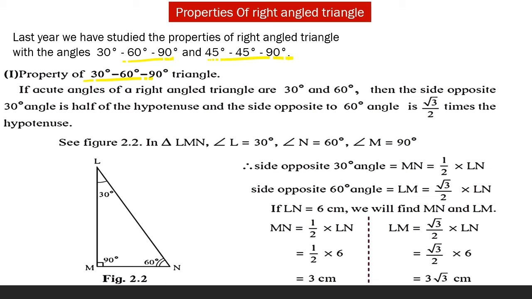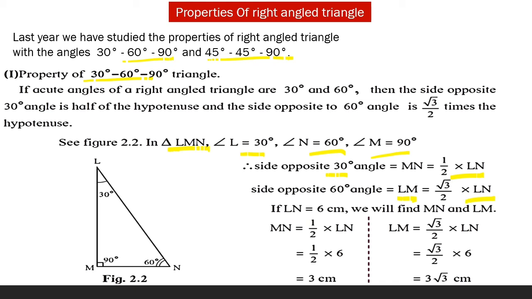You can see in figure 2.2, in triangle LMN, angle L is 30 degrees, angle N is 60 degrees and angle M is 90 degrees. Therefore the side opposite to the 30-degree angle L is side MN. So MN is equal to 1/2 into LN, where LN is the hypotenuse. Then the side opposite to the 60-degree angle is LM. If we have to measure LM, then we have root 3 upon 2 into LN.